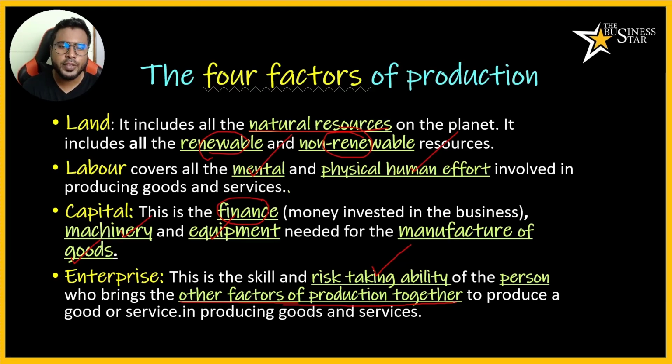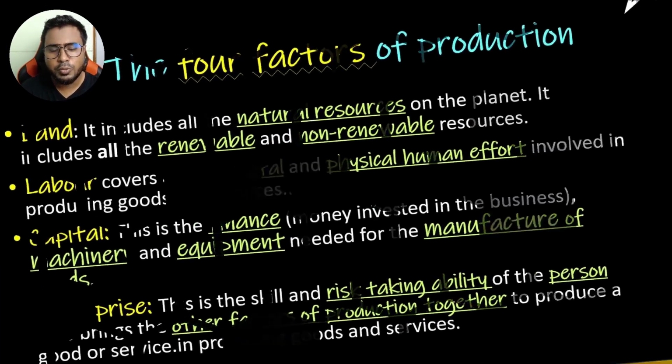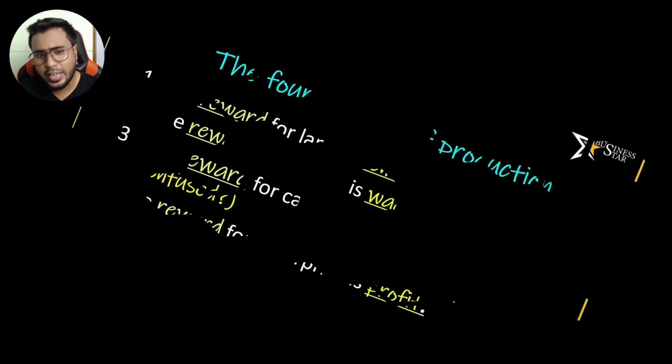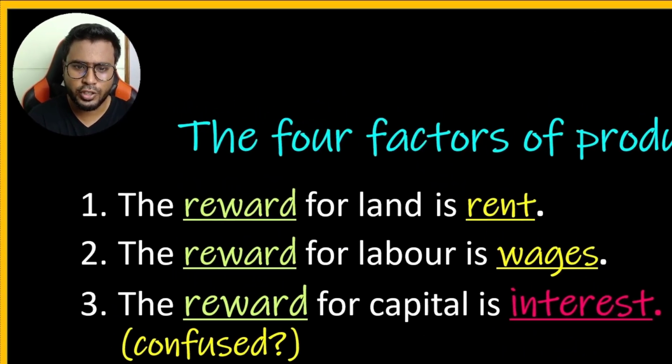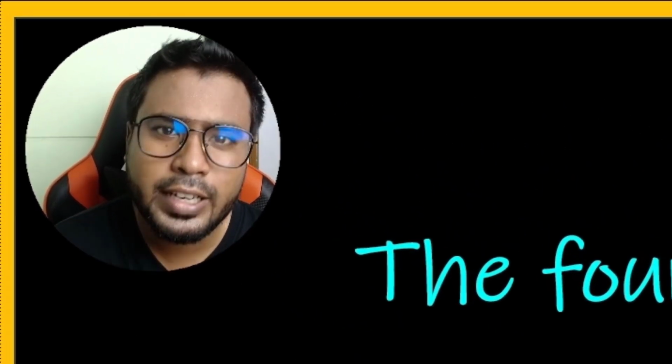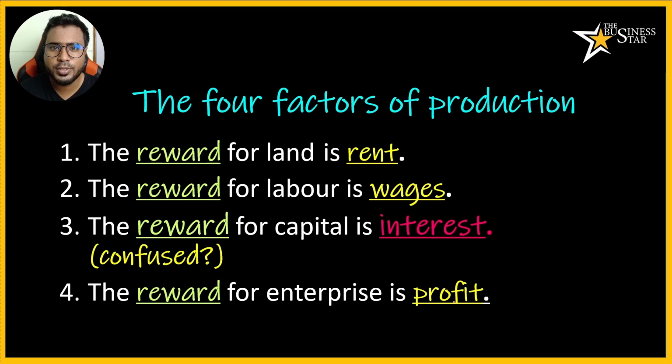Now we will be moving on to the four rewards of the factors of production. So what do I mean by reward? Reward means gift. When you own these four factors of production, you are going to receive four types of gifts or four types of rewards.